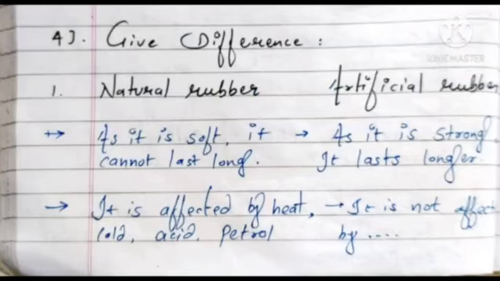Now give differences. And the first one is natural rubber and artificial rubber. First point in natural rubber is, as it is soft, it cannot last long. And first point in artificial rubber, as it is strong, it lasts long. Second point in natural rubber, it is affected by heat, cold, acid and petrol. In artificial rubber, it is not affected by heat, cold, acid and petrol.